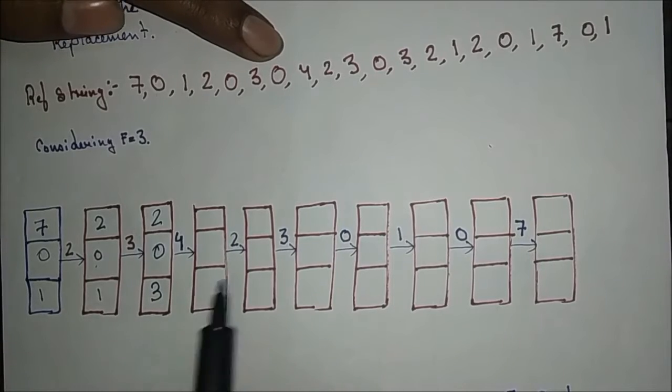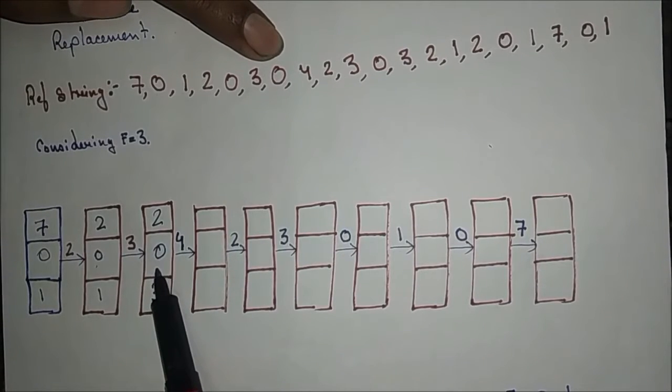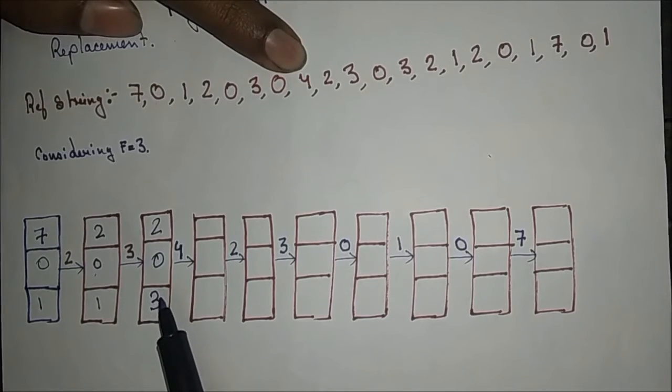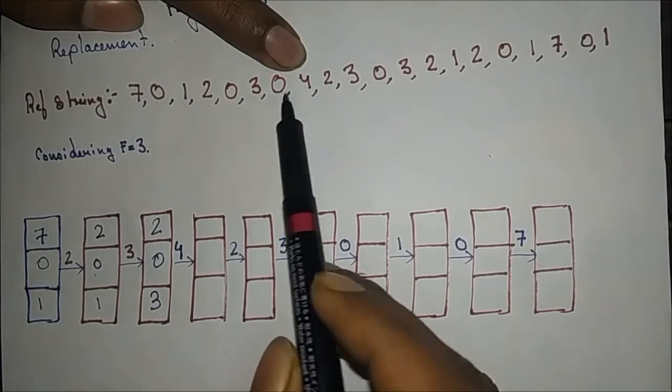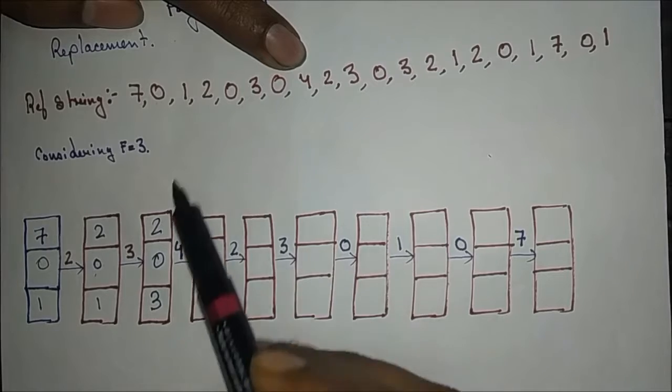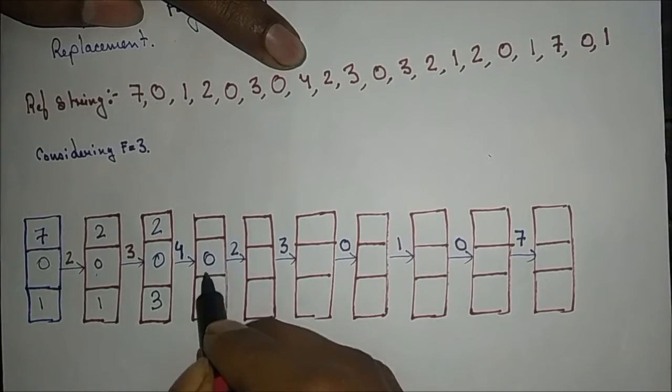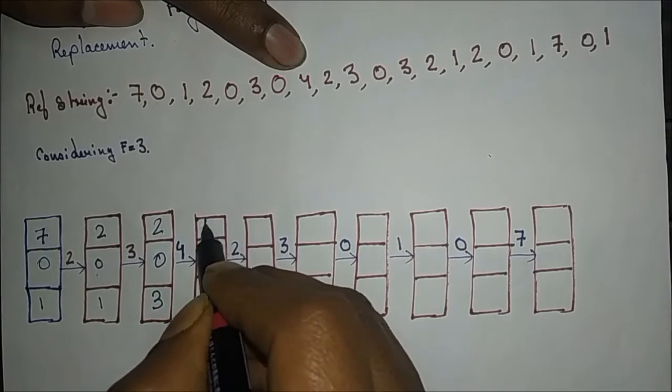The next page is 0. 0 is already there, so we move to the next, that is 4. Which page should be replaced? 0 and 3 are recently used, so I write 0, 3, and 2 will be replaced by 4.